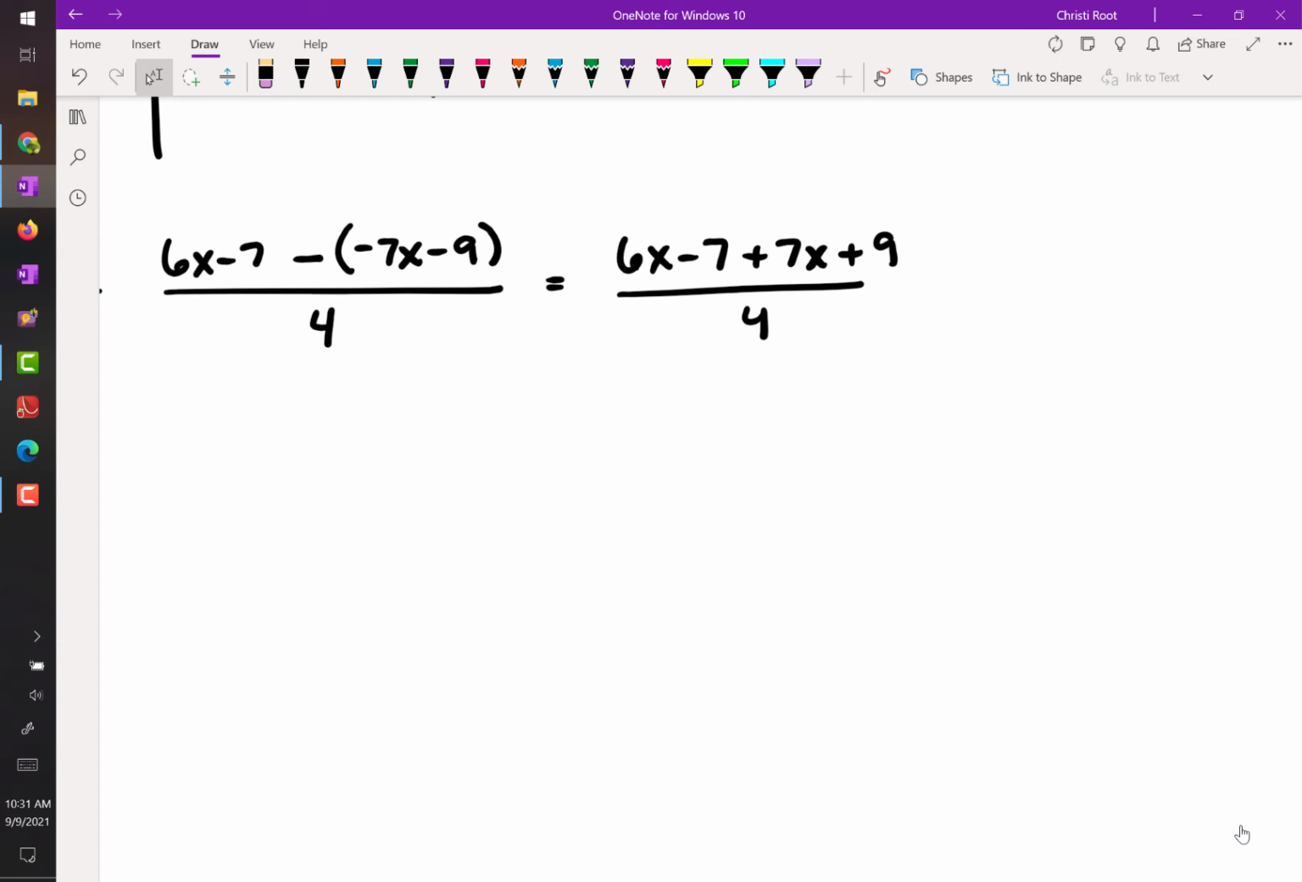That's like the number 1. And it gets honors kids, it gets regular kids, it gets everybody. So be really careful when you have subtraction and you're subtracting more than one term.